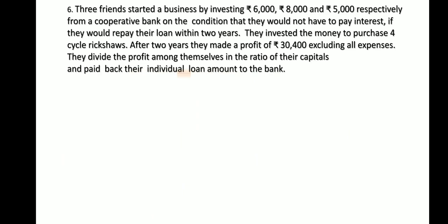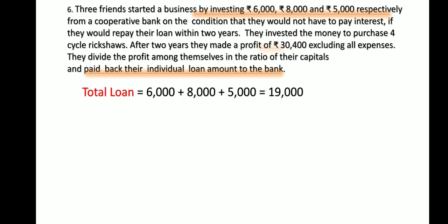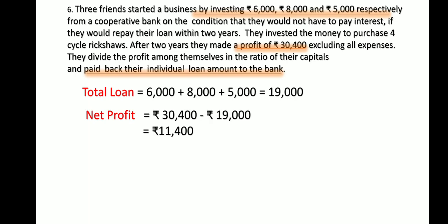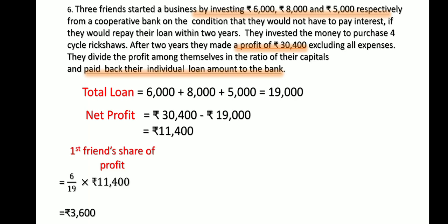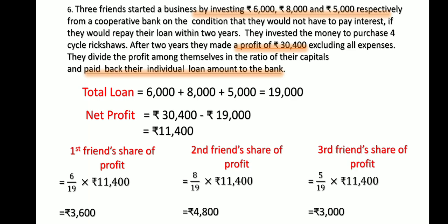Now the question reads that they will repay back the loan. What loan? They have taken this loan 6,000, 8,000 and 5,000 from the bank, and now they'll repay this loan from where? From the profit that they have earned, that is 30,400. So the remaining profit which you see now, we have deducted 19,000 because that is paid to the bank. That was your loan amount. Okay, the remaining profit will be distributed among the three friends in the ratio of 6:8:5. So you can see the profit distribution.